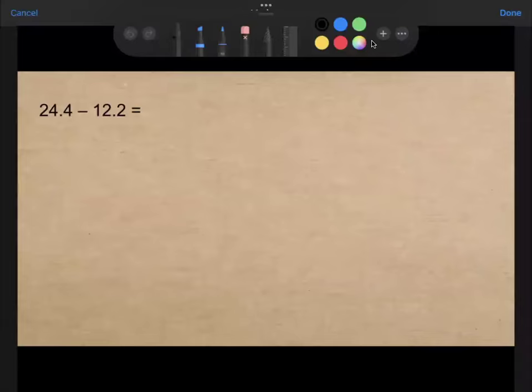Okay, here is our next one. This is a subtraction one. We're going to take 24.4 and subtract 12.2 from that. So let's go ahead and line these up again by decimal place values.